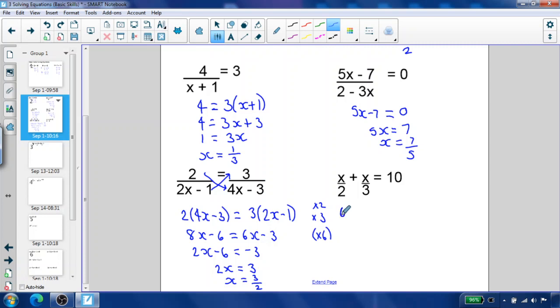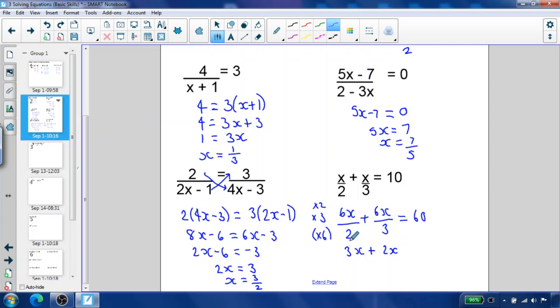So the first fraction multiplied by 6 is going to be 6x over 2. Remember, when you're multiplying fractions, the part that you're multiplying by goes on the top. Then we're going to have 6x over 3, which is equal to 60. Now I can simplify these, so I'm going to get 3x plus 2x.